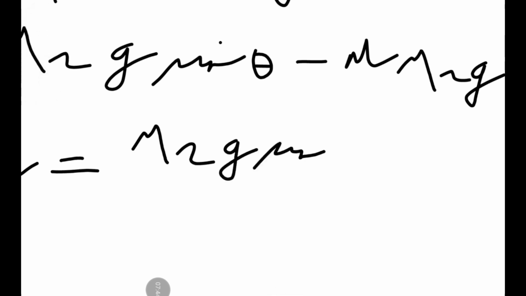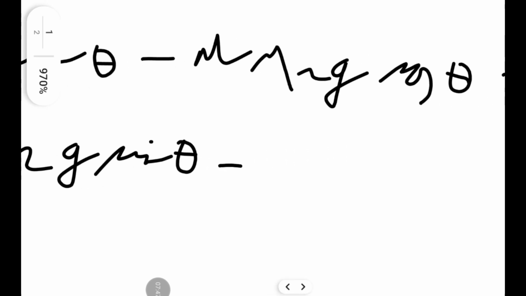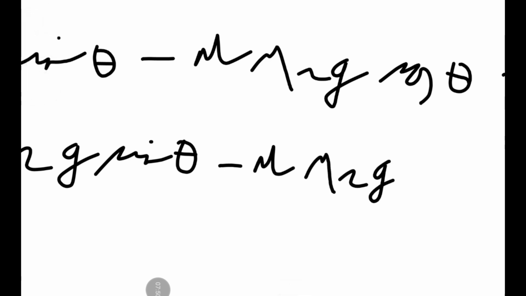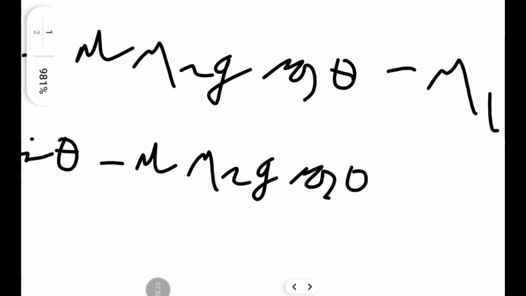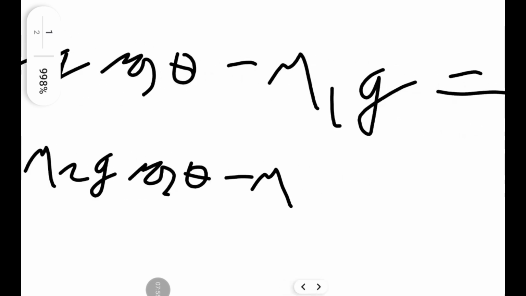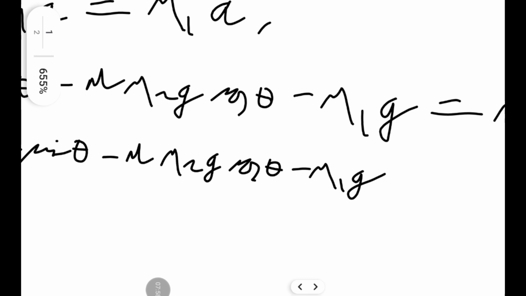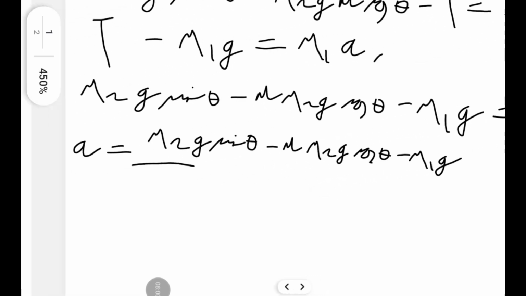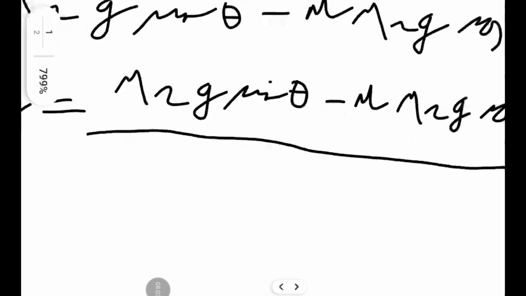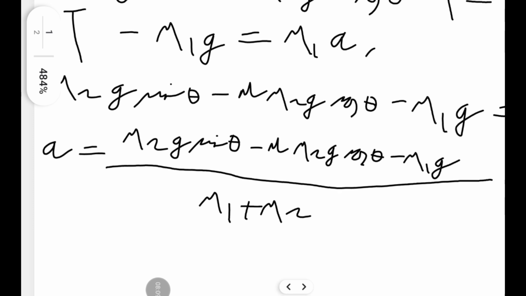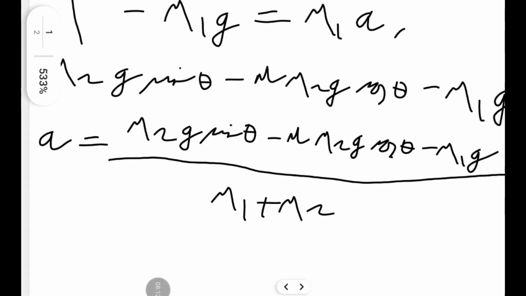The acceleration of the system is equal to m2g sine of theta minus mu m2g cosine of theta minus m1g, all over m1 plus m2. So we have a formula there for the acceleration. It's not that clear, but acceleration is equal to m2g sine of theta minus mu m2g cos of theta minus m1g over m1 plus m2. That's how you get the acceleration of this entire system, which is important.